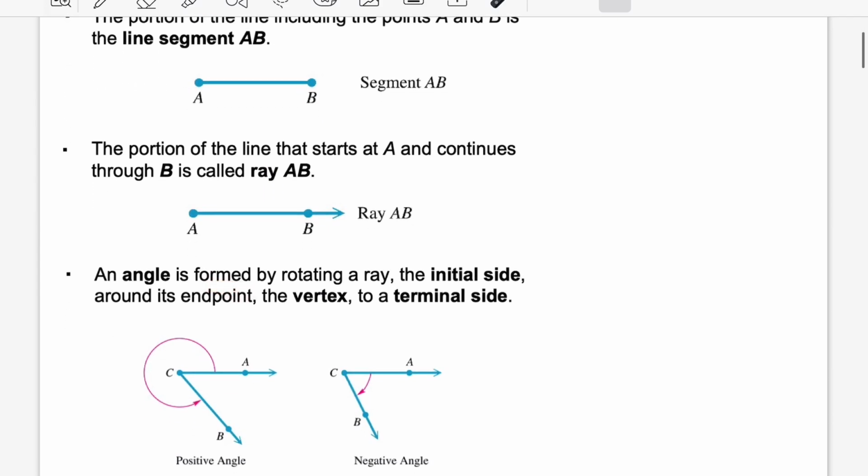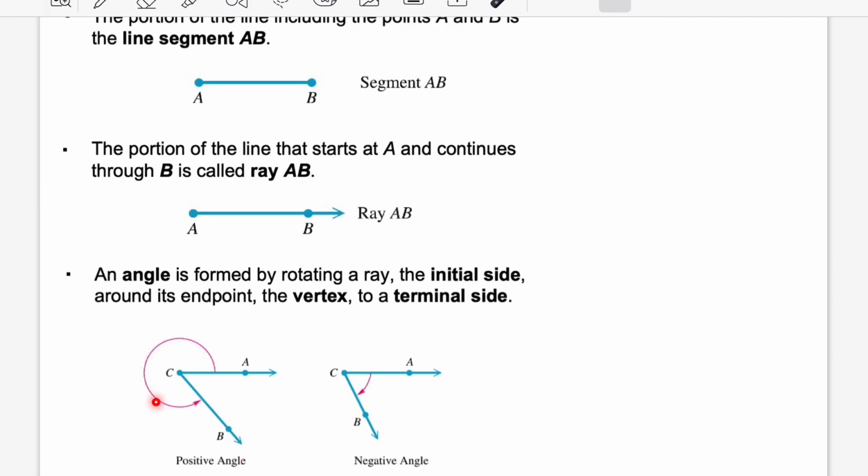Now, an angle is formed by rotating a ray like this here, which we also call the initial side, around its endpoint or the vertex to its terminal side. So visually here, if we're looking at a positive angle, this ray CA is our initial side, and we're rotating it around the endpoint of this ray, which is also this vertex C here. And we stop right about here, so this is going to be our terminal side or our terminal ray. And this is a positive angle.